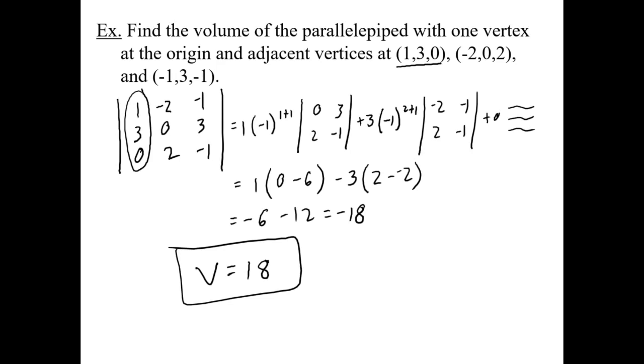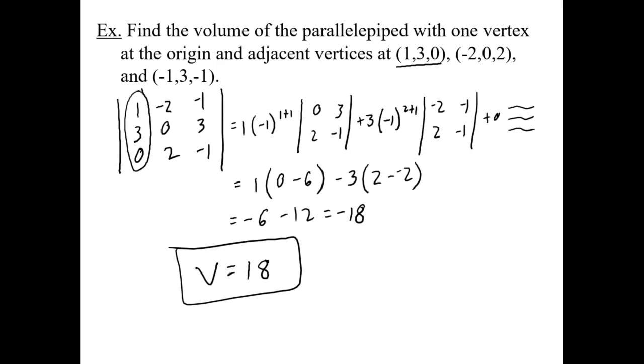Also, I took these vectors and made them the columns. I could have taken that vector 1, 3, 0 and made it the first row. Notice that by doing that, I'm taking the transpose of the matrix that I chose to work with. But again, transpose does not change the determinant. And so the result would still be correct. So lots of choices available to us.